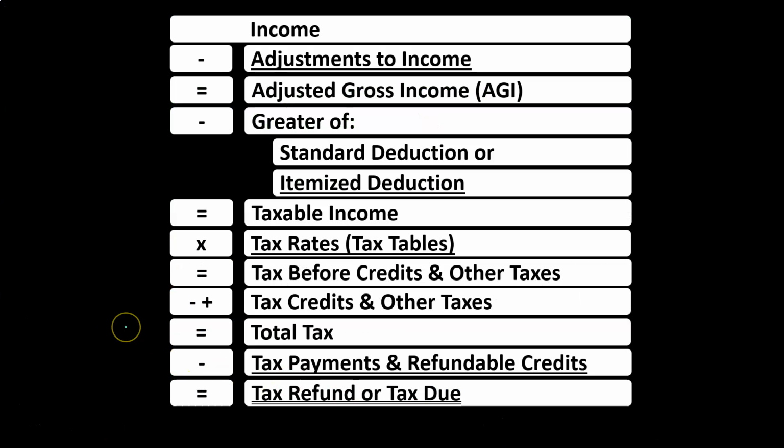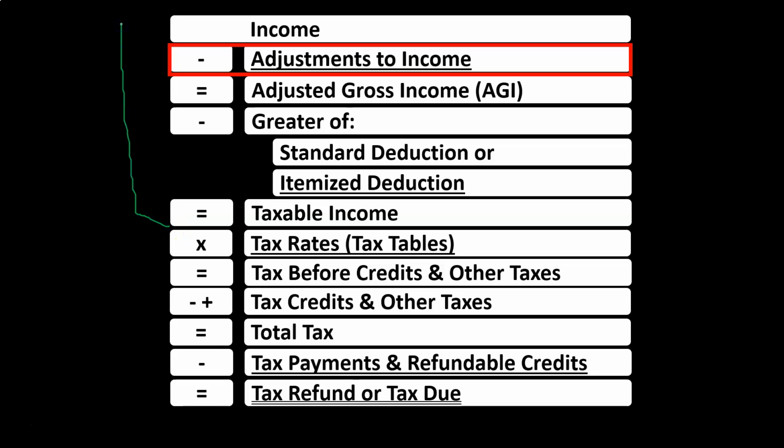When thinking about our income tax equation, we're basically going to be on the second line here. We can think about our income tax equation as having two halves to it. The first half being the modified income statement, second half being the calculation and application of the credits and payments to get to that tax refund or tax due, the bottom line. We're going to be focusing up on the first half here.